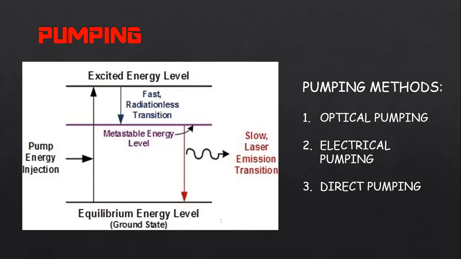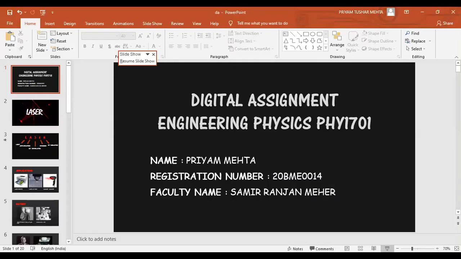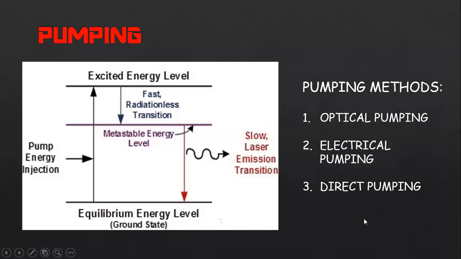Direct conversion. Electrical energy is directly converted into light energy. The electrical current is passed through the active medium, but the atoms are not excited to higher states. The current carriers themselves are excited to higher states to achieve population inversion. Examples: semiconductor lasers.